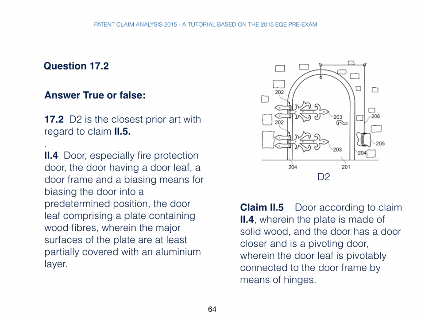Once again, the question presupposes that claim 2.5 is novel over D2, and for this we can work out that D2 has all of the features of claim 2.4 except the aluminium layer, and it has all of the features of claim 2.5. For D2 to be the closest prior art, D1 and D3 need to be less close, so consider the three pieces of prior art, come to your decision, and then we will turn to question 17.3.